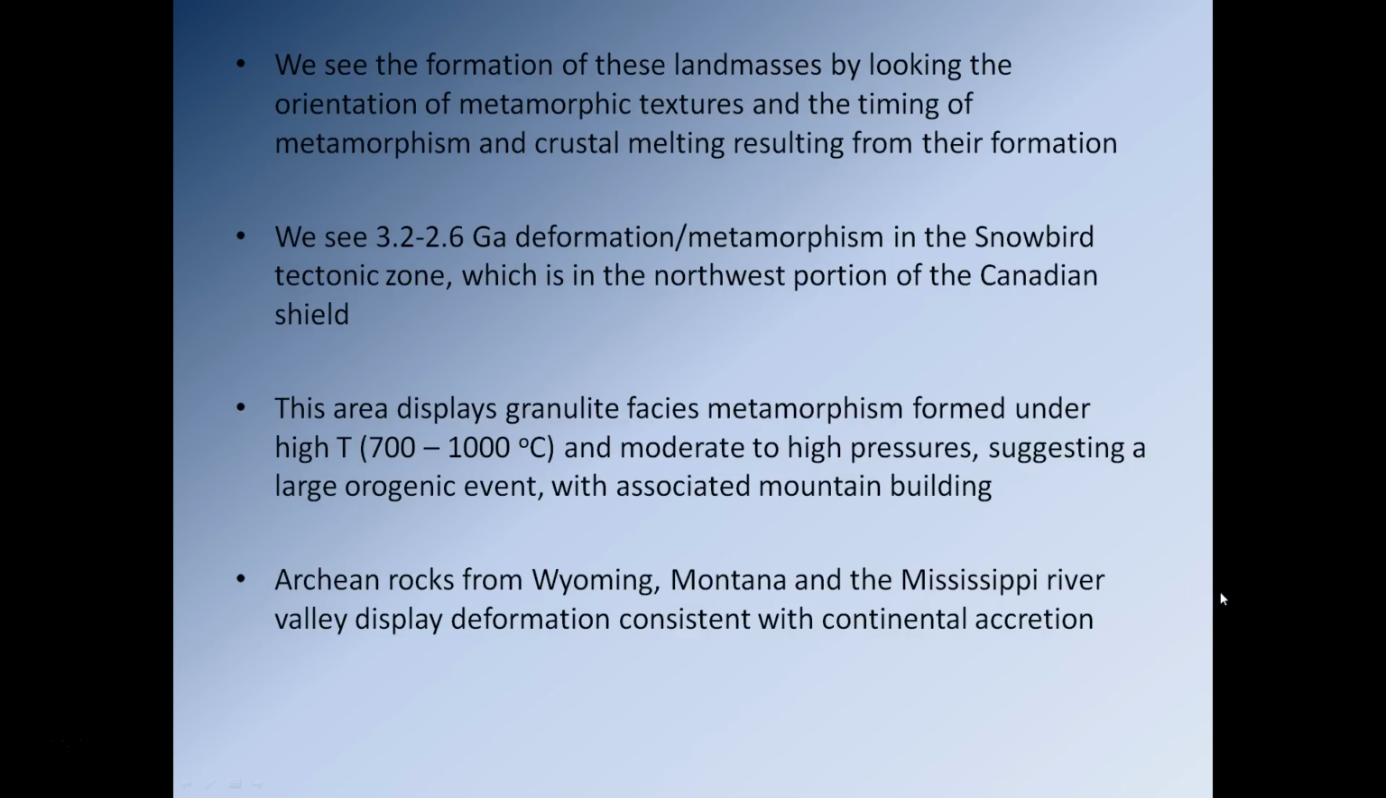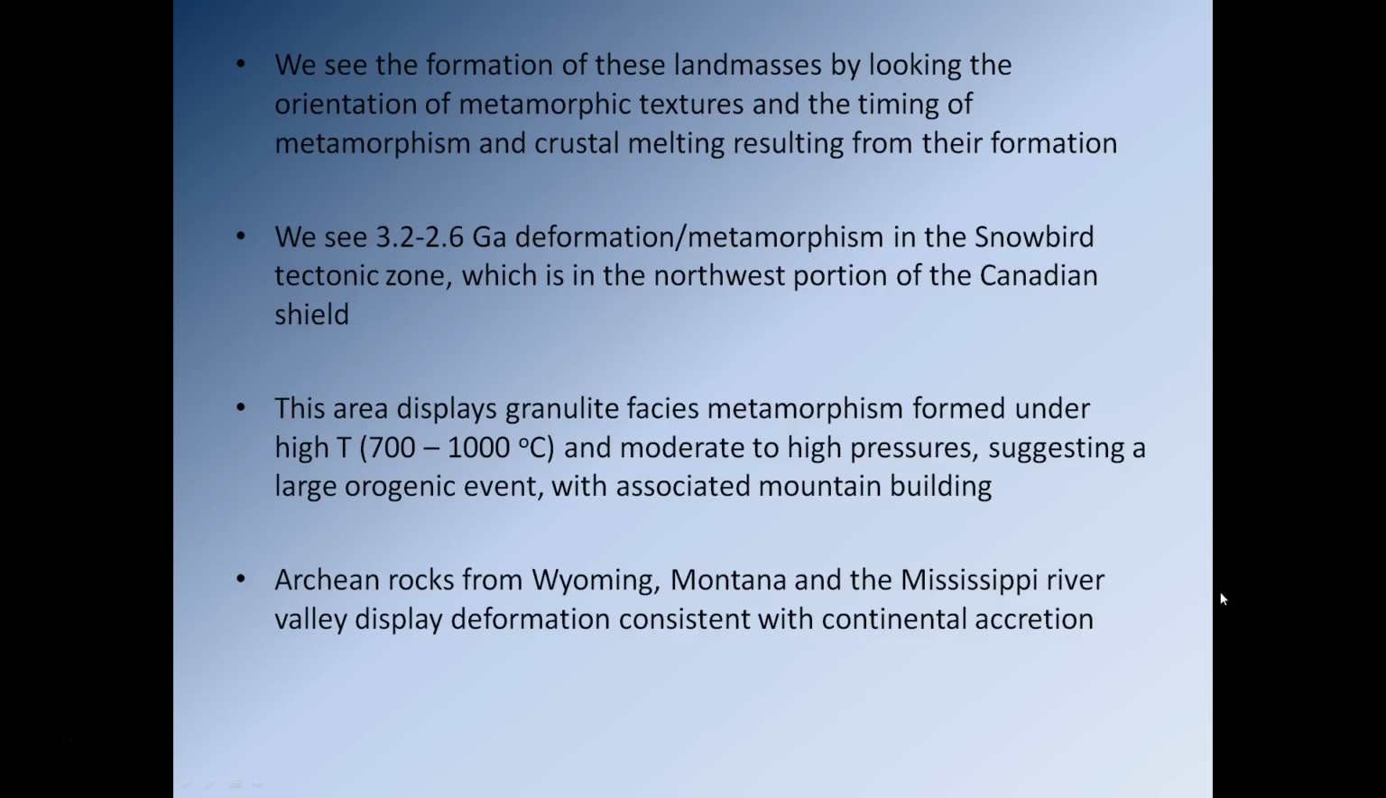So we see the formation of these proposed land masses by looking at the orientation of metamorphic textures and the timing of metamorphism and crustal melting resulting from their formation. Because obviously when two pieces of crust bang into each other, you typically produce a mountain range, and a mountain range will have large quantities of regional metamorphism. The two pieces of crust will show indications of having banged into each other, so we'll have metamorphic textures which have the same orientation, and the rocks will also have undergone the same sequence of melting at the same time. So we can link those two pieces of crust together and say yes, once upon a time they were in direct contact with one another.